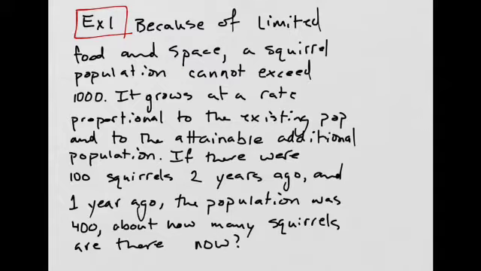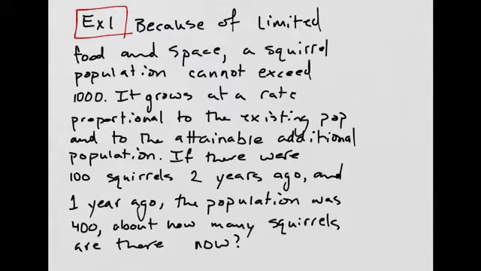It grows at a rate proportional to the existing population and to the attainable additional population. That's also something that may not be as obvious. If there were 100 squirrels 2 years ago, that should pop out at you. If there were 100 squirrels 2 years ago, and 1 year ago the population was 400 squirrels, how many squirrels are there now?